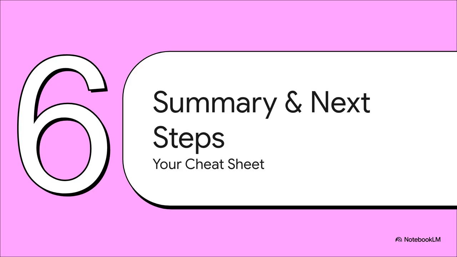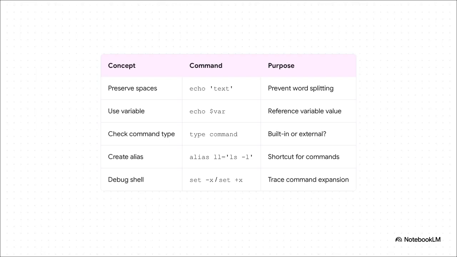Whew. Okay, that was a lot to take in, but you now have the core principles for speaking the shell's native language. Let's pull everything together into one handy reference guide. And here it is, your personal cheat sheet. We learned how to use quotes to control our text. We learned to use the $ sign to access variables. We used type to figure out what our commands are, alias to make our own shortcuts. And of course, the ultimate debugging tool, set -x. These five concepts are the real foundation for everything else you're going to do in the shell.